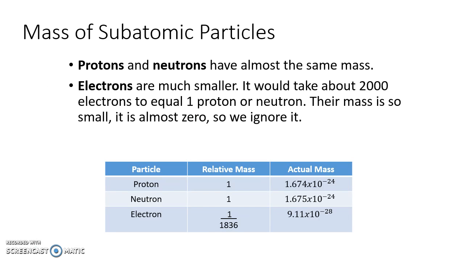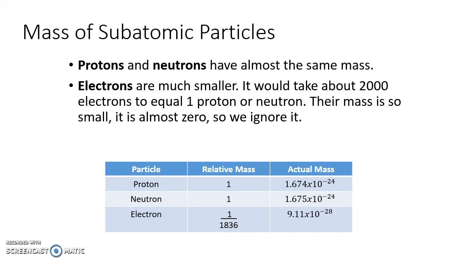This is where I was getting to, the mass of the subatomic particles. So protons and neutrons have just about the same mass, but our electrons are way smaller. If you look at the exponents here, the protons and neutrons are very similar. The electrons differ by about 24 to 28, and that's in scientific notation, so it makes a difference of about 2,000. We're estimating that number here. So we say electrons are much smaller. It would take about 2,000 electrons to equal one proton or neutron. Since that mass is so small, it's basically zero, so we just ignore it or consider it negligible.